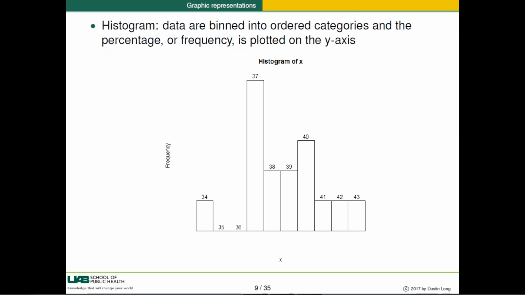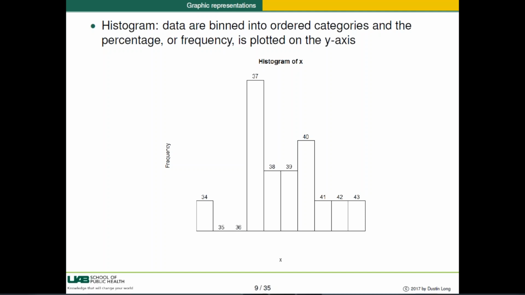The other issue to point out is that this is frequency, meaning the height of these bars is literally the number of people in each bar. So one increment there represents one person or one observation in my data set, such that that 37 represents the most number of people in terms of frequency.